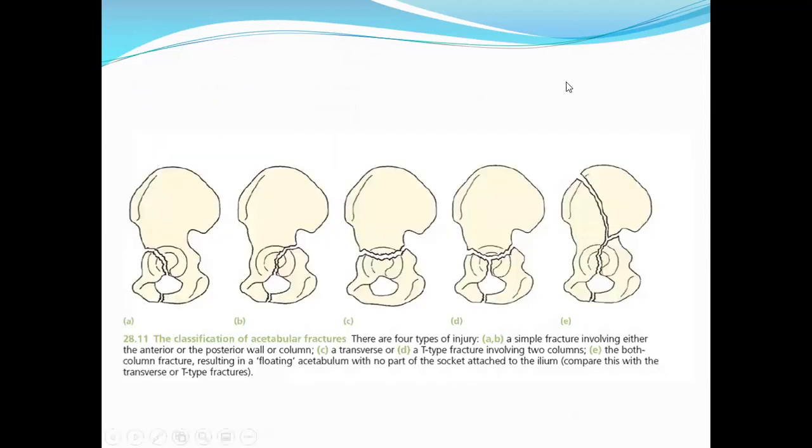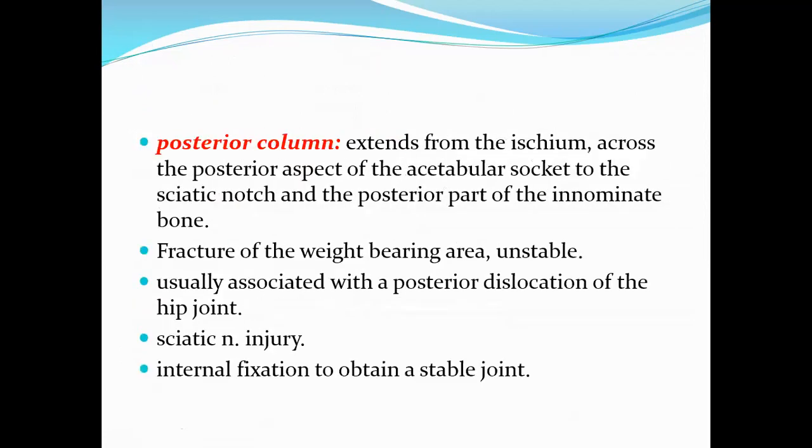Let us see. This is the type A fracture, which is anterior column. It takes the anterior part of the acetabulum, it takes the pubic ramus, while the superior posterior part, which is the weight-bearing area, is not affected. So it is a stable fracture with good prognosis, but it is uncommon like the others. We will go on to see the common type.